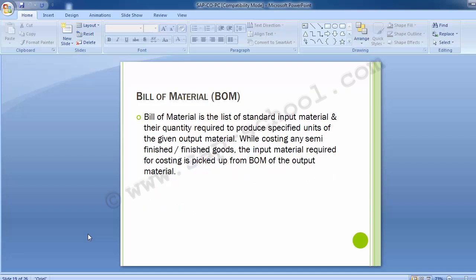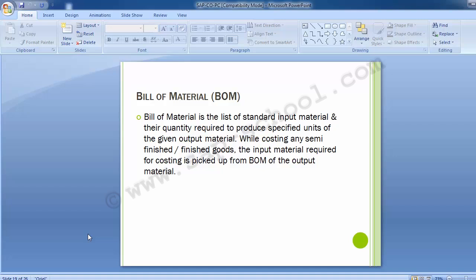The other master data is bill of material. Bill of material, which is also known as BOM, is the list of standard input materials and their quantity required to produce a specified unit of the given output material. While costing any semi-finished or finished goods, the input material required for costing is picked up from the BOM of the output material.